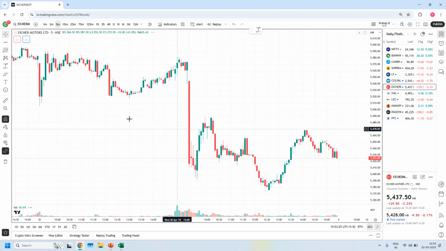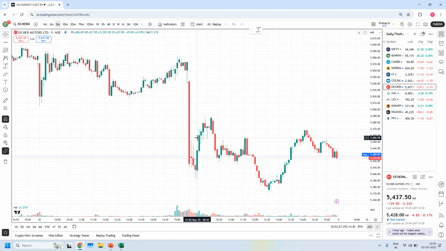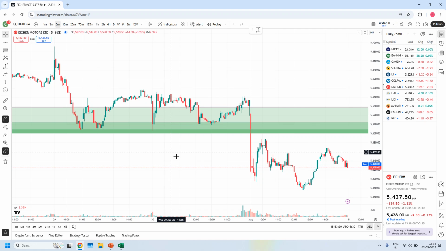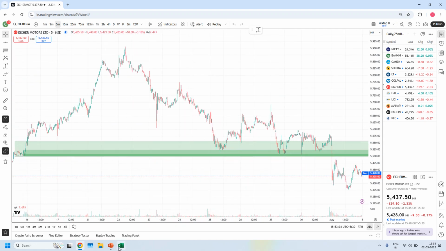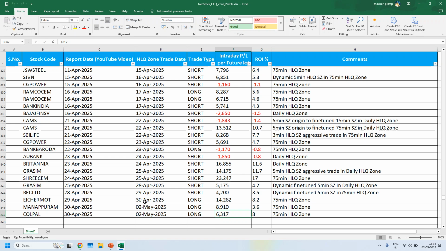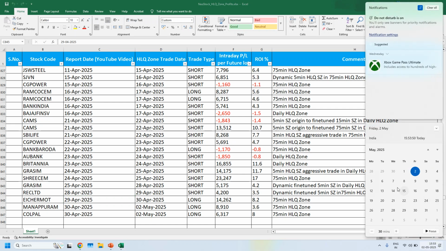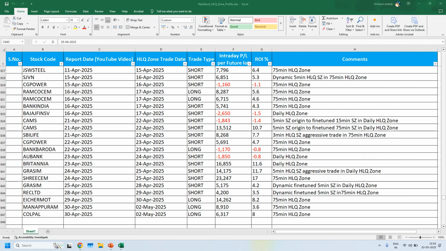HR Motor. Previously we got the trade. HR Motor, we have a fine-tuned 5 minutes high liquidity zone. We already discussed HR Motor when we discussed the last trading session. Sorry, not Friday, we discussed it on the 30th. 30th April is Wednesday, right? Yeah, Wednesday, because yesterday was a holiday. So last trading session we got the trade.